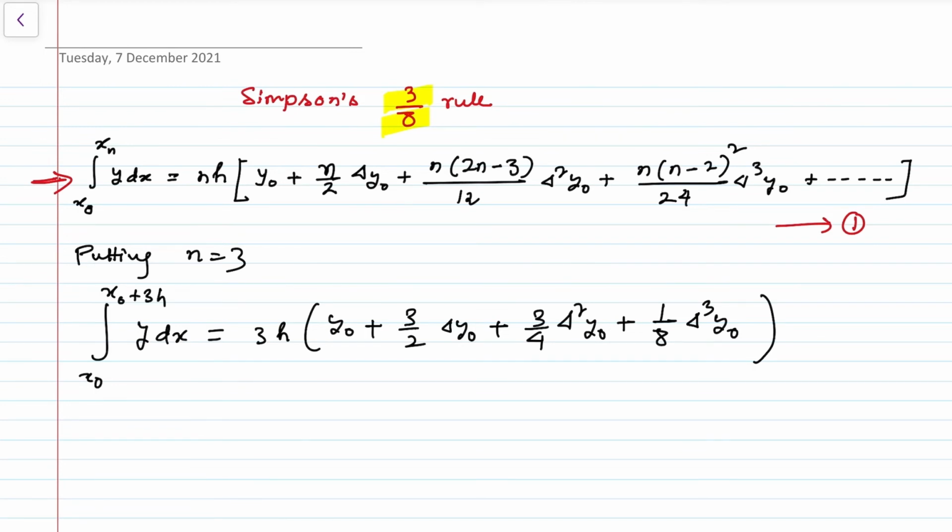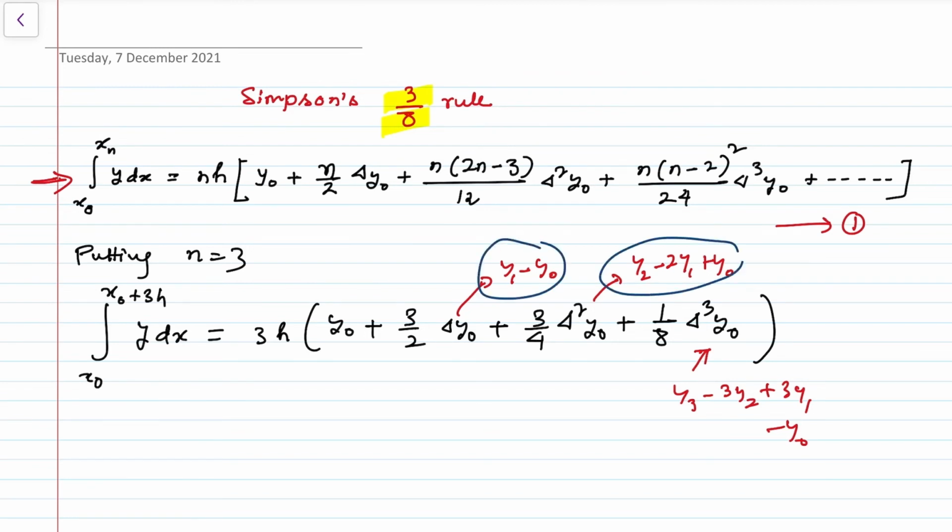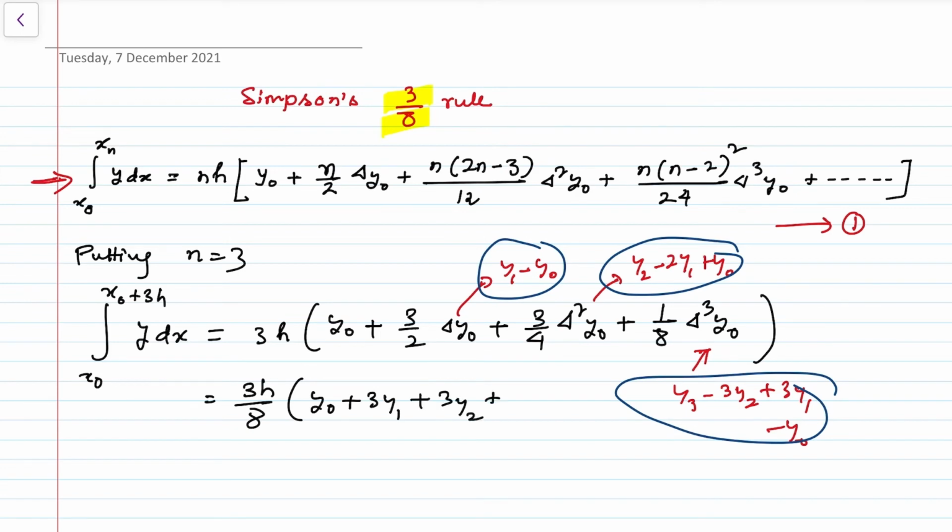So here you see we have got this. Now we can replace del y naught by y1 minus y naught, and del square y naught by y2 minus 2y1 plus y naught from the forward difference table, and similarly del cube y naught can be replaced by y3 minus thrice y2 plus 3y1 minus y naught. If you replace those values, then after simplification we will get 3h by 8 into y naught plus 3y1 plus 3y2 plus y3.